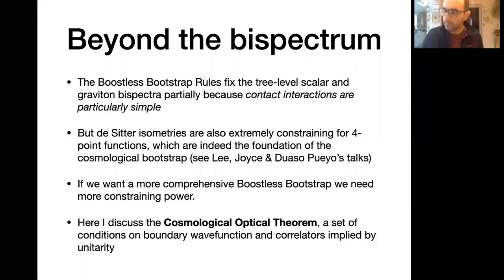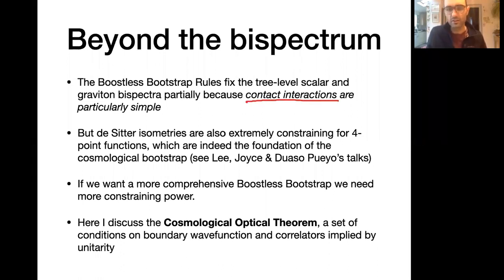So far, we have done only the tree-level function. That was easy because it was just contact interactions. There was no propagation. But when you start having particles that propagate, then things are more complicated, and then you really have to use unitarity. So let's see how that works.